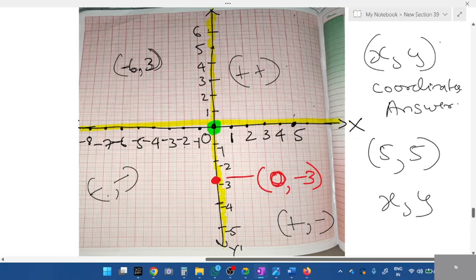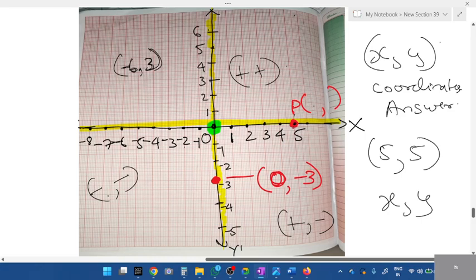Is the point touching x axis anywhere? Is this point touching x axis? No, right? This is the answer. Now tell me the next red point. Look at point P. Which axis is it touching? X or Y?